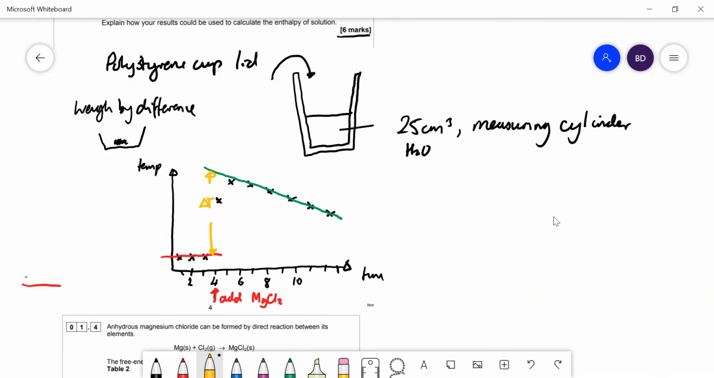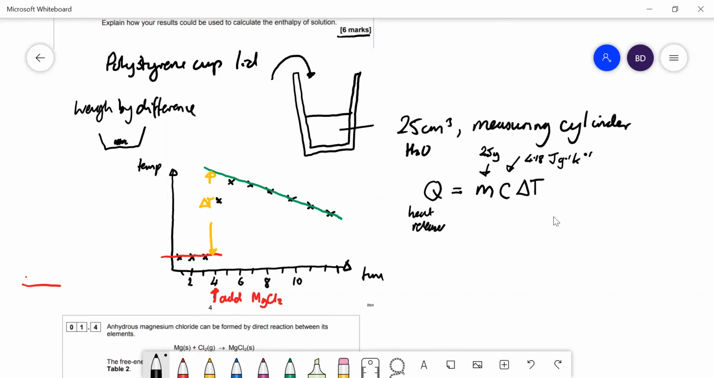extrapolating appropriately. Okay. Now it does say how you're going to use your results to calculate your answer. So we're going to use the equation: quantity of heat released in the experiment is going to be the mass of water multiplied by the specific heat capacity of water multiplied by delta T. Okay, so that's going to be 25 grams. You're usually given a value of that. So that's joules per gram per Kelvin or degree C increase in temperature. So Q is the quantity of heat released in the experiment.